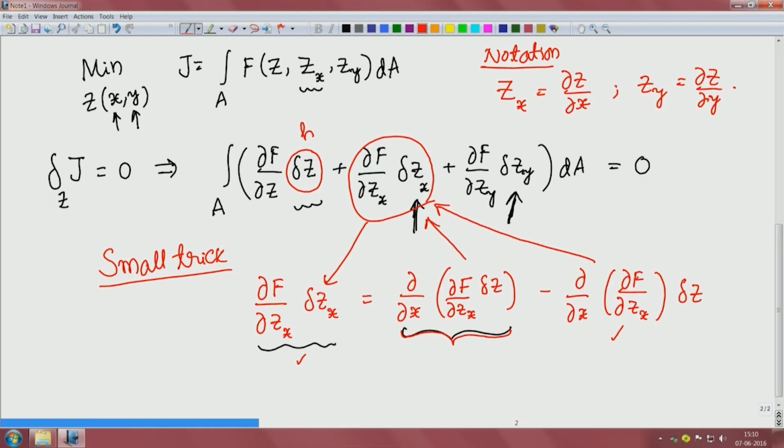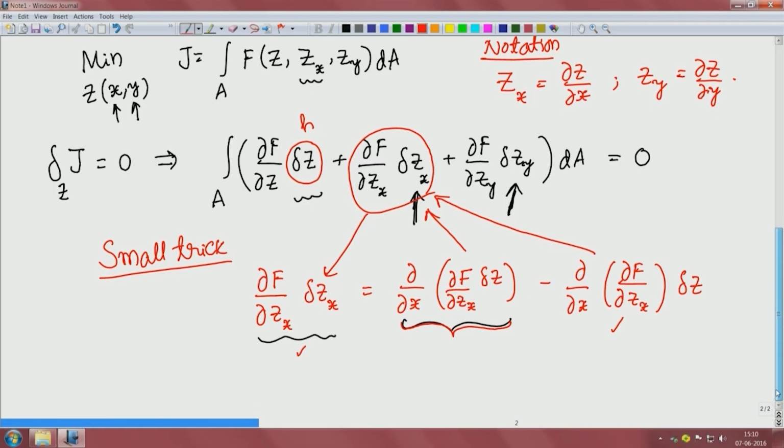Okay. We throw this away, and instead of that, we substitute these two things. The reason we are doing this is that whatever delta z sub x we had has now been taken out. So, that is what we are trying to do. We are taking dou by dou x of this, and that gives us this. That is our aim. It is like replacing delta z sub x with something that involves only delta z.